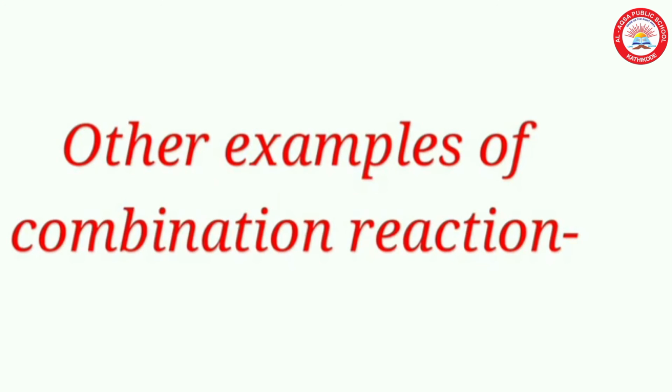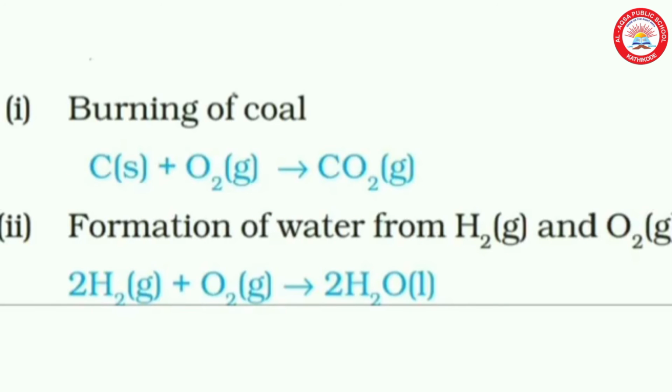Let us discuss some more examples of combination reactions. First one, burning of coal. That is the reaction of carbon with oxygen. And we will get only one product, that is carbon dioxide. And the next one is formation of water from H2 and O2. Here we can see that hydrogen and oxygen combine together and we will get only one product.